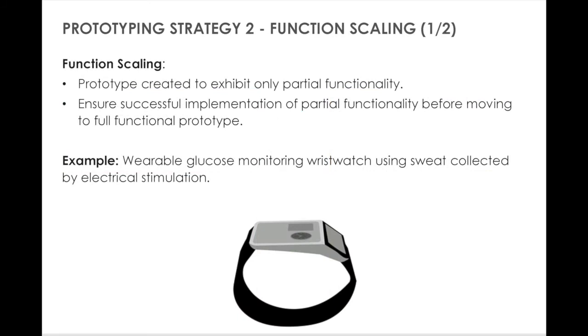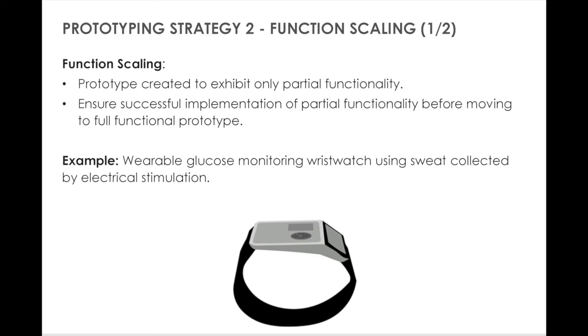Next, we'll look at the second strategy, functional scaling. Instead of building subsystems, we want to build the whole concept itself, but with reduced functionalities. The benefit of this strategy is that it allows us to implement some of the core functions and make sure they work well before we move to a more complex prototype with the full functions.